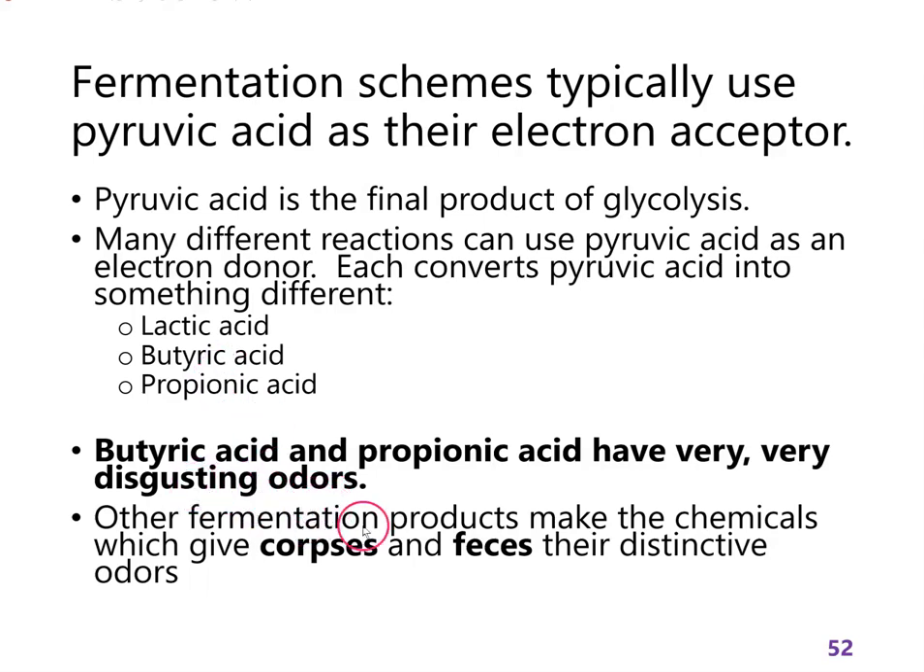Anyway, they're disgusting, and there are lots of other fermentation products that we haven't put here, slightly different processes, but always the same question: excess electrons, what do cells do with them? They generate the molecules that give corpses and feces their distinctive odors. Because in corpses and in feces, fermentation is what's happening, because there just isn't any oxygen, and any other electron acceptors have been rapidly consumed. So the only thing left to do is fermentation.